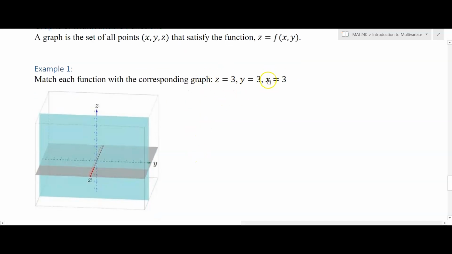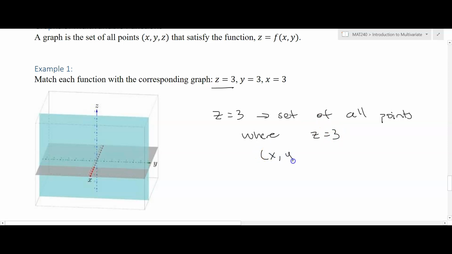Okay, so here we have three functions, and at first sight they may just look like individual values for x, y, and z. Now z equals 3, this function here, is going to be the graph of all points that satisfy this equation. So what's the set of all points that satisfy the equation z equals 3? Well, this is the set of all points where z equals 3.